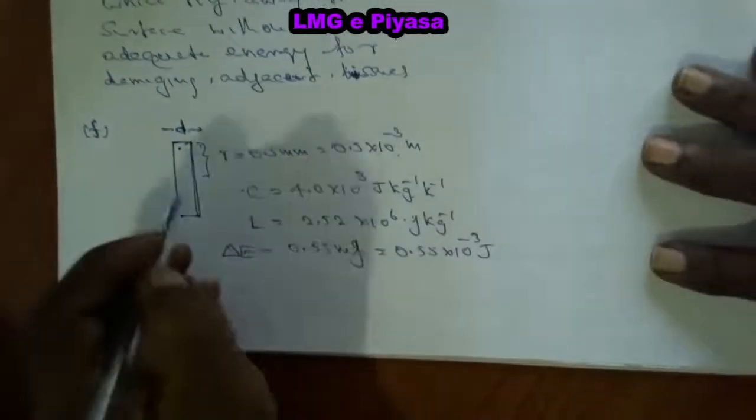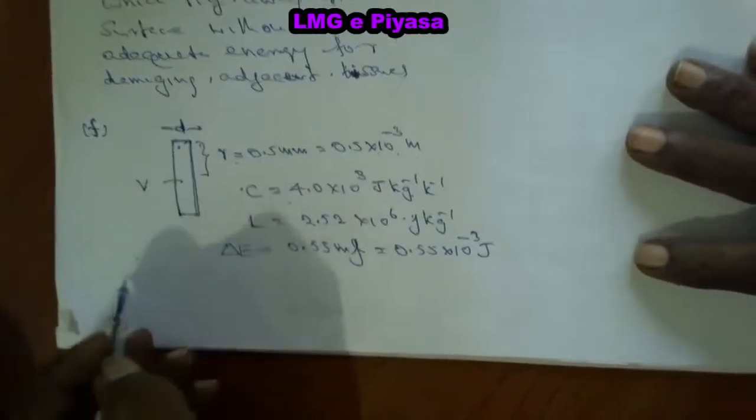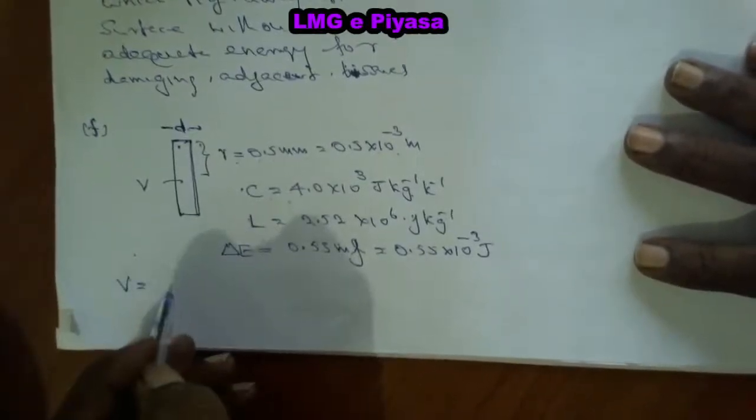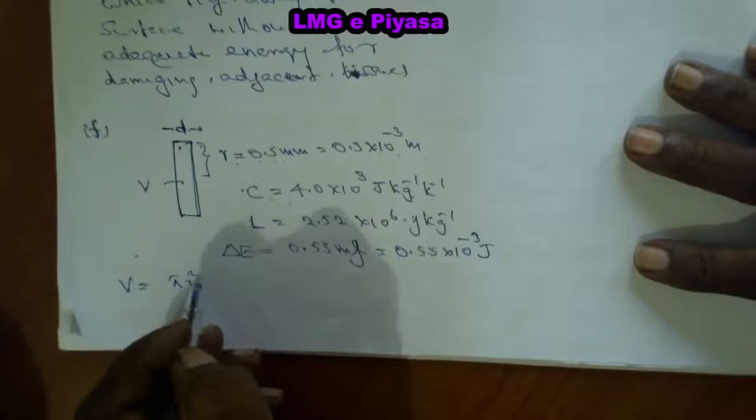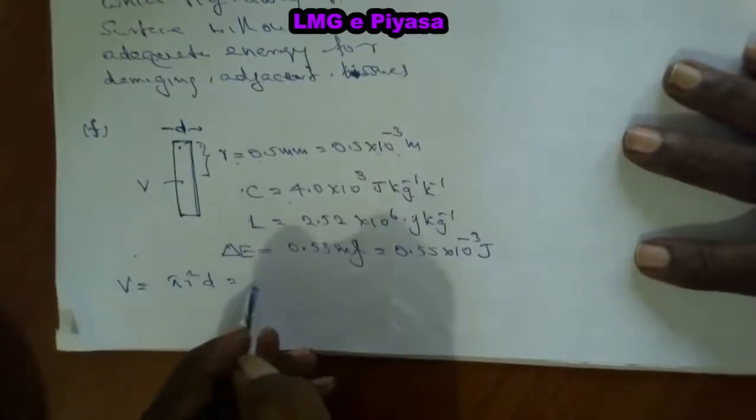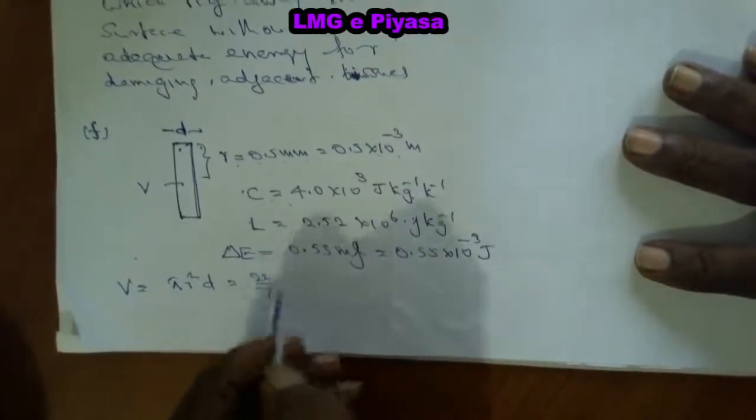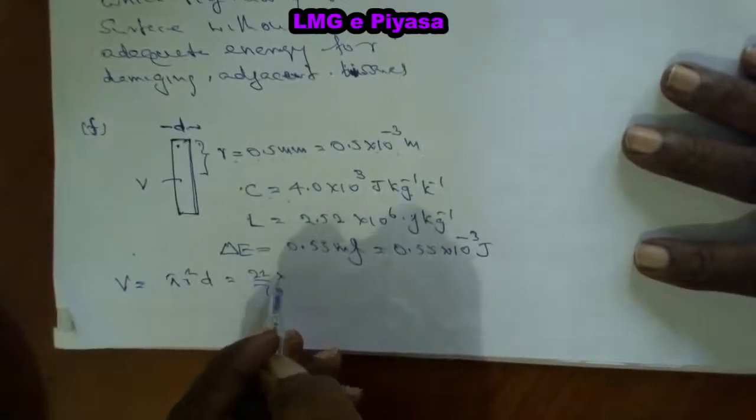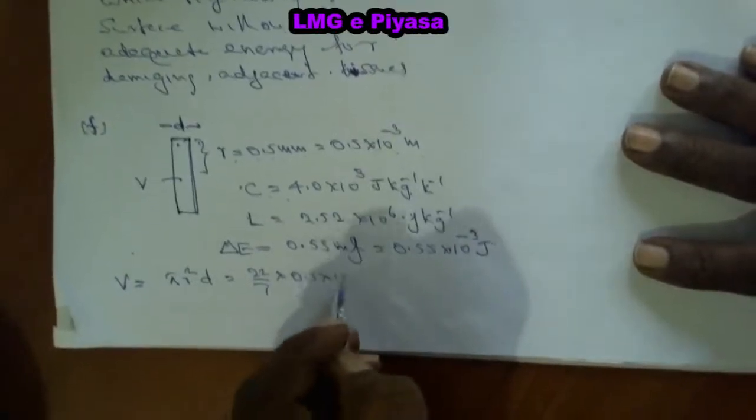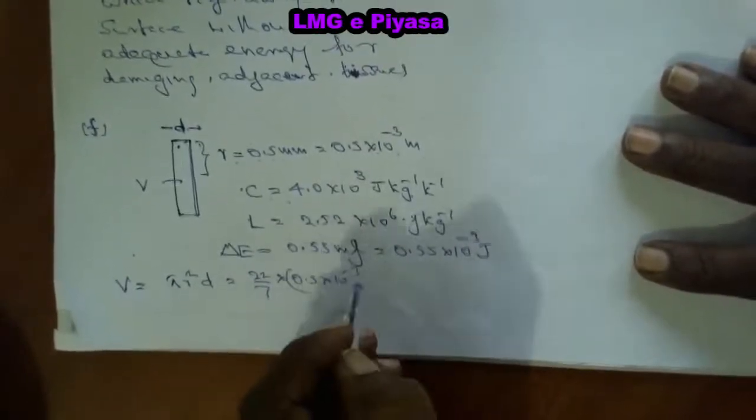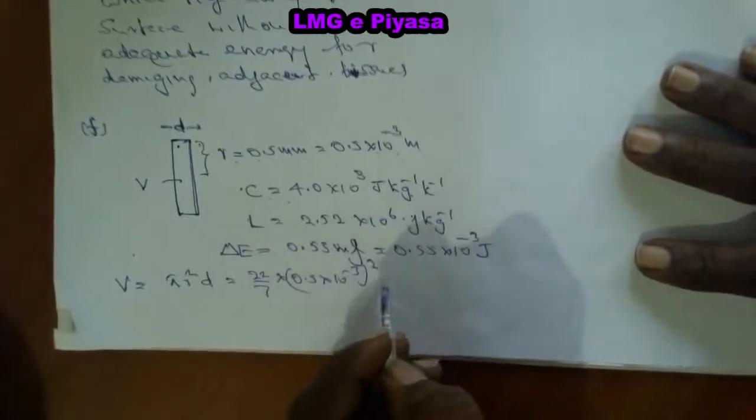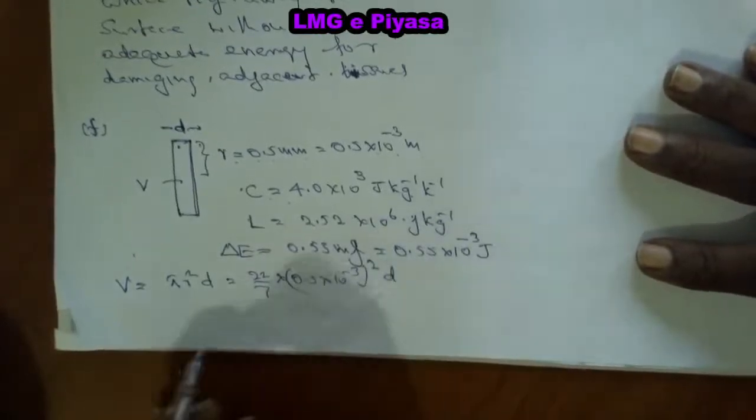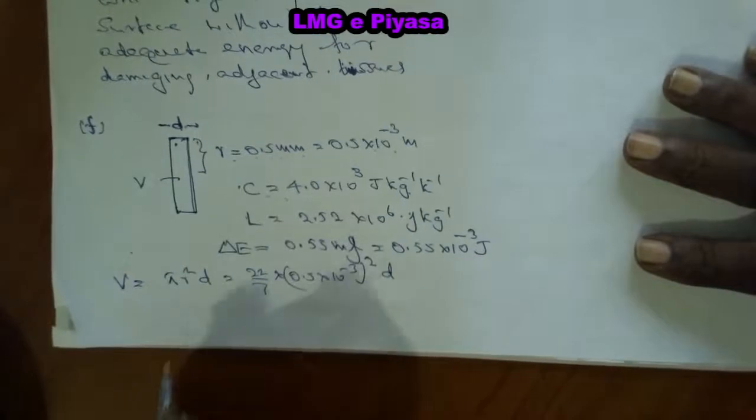So what is the volume? If you take volume of this one, what is the volume? So volume equals pi R square D, that is pi is 22 over 7 into R is 0.5 into 10 to the power of minus 3, whole thing is squared into D, right?